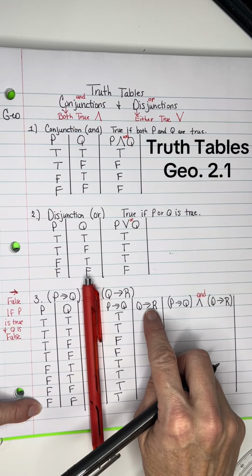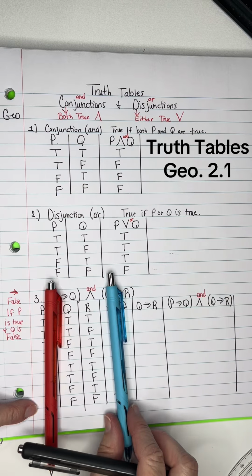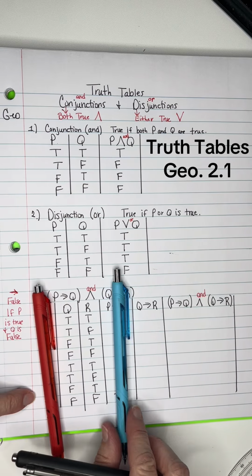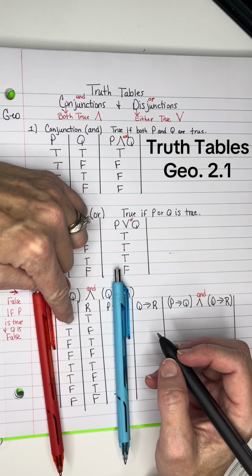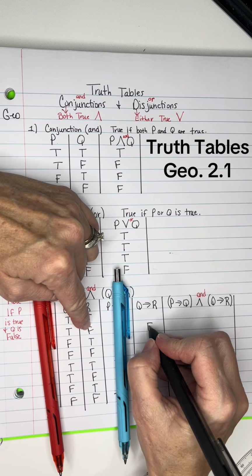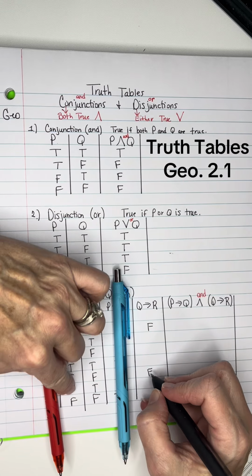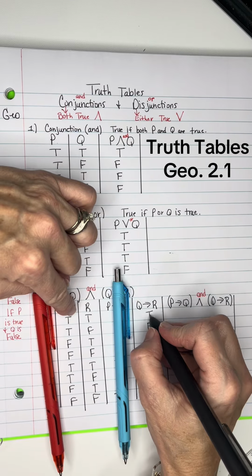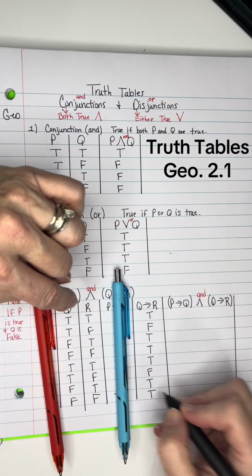Now I'm going to do Q and R. When I do Q and R, I am looking at only these 2 columns, and I find covering up all that stuff helps. Once again, the only false will be where you've got a true and a false. The first one's true, the second one's false. There's a false. Here's another false. And that means the rest of these would be true, true, true, true, true, and true.